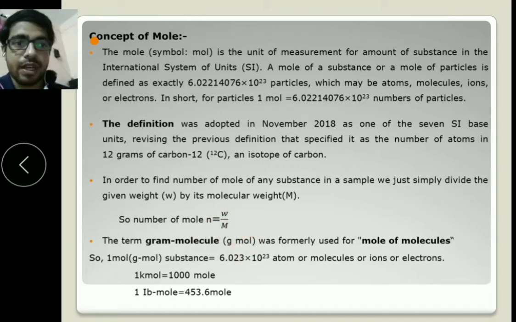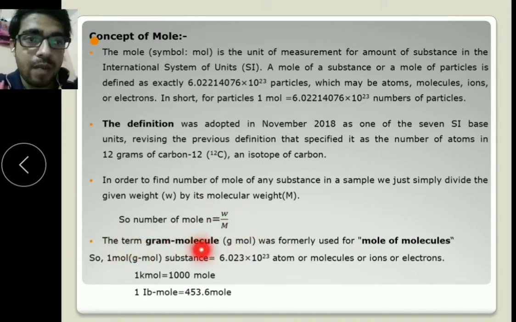The term gram mole is formally used for mole of substance, and gram mole and mole are the same thing. So 1 gram mole of substance is 6.023 × 10^23 particles, as I said here. 1 kilomole equals 1000 mole, 1 pound mole equals 453.6 mole.